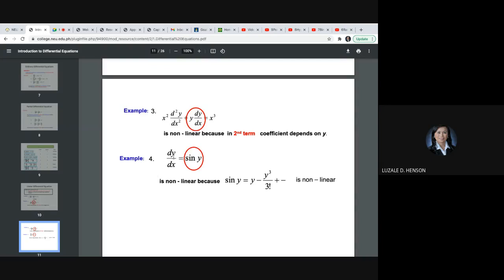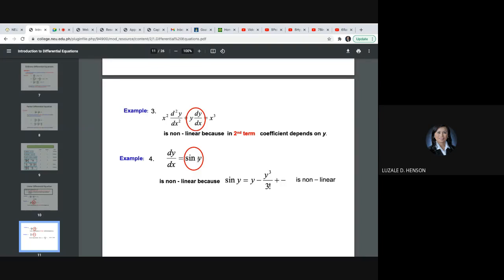Now, number 4, the derivative is of order 1. The degree is 1. Yes, correct. So we satisfy condition 1. In the right side of the equation, we have a trigonometric function where it involves the y variable, our dependent variable.